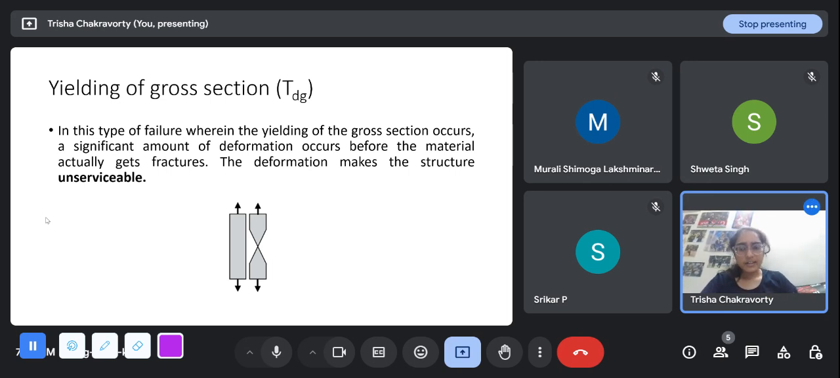So though the collapse limit state is more critical, in the sense that it can lead to loss of life or loss of property, we have to design for both the collapse limit state and the serviceability limit state, because we have built the structure for a purpose, and we want the structure to satisfy that purpose till the end of its life. So yielding of gross section becomes critical when the section is yielded so much that the deformation makes the structure unserviceable.